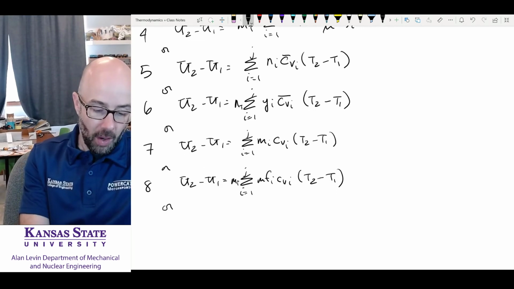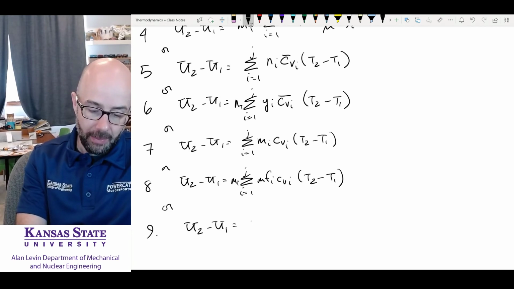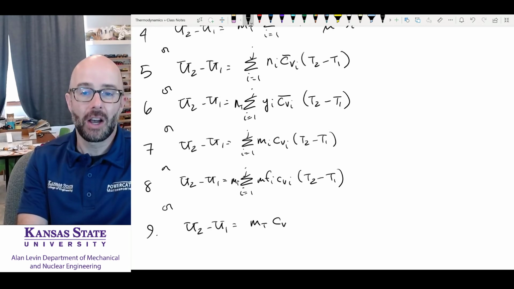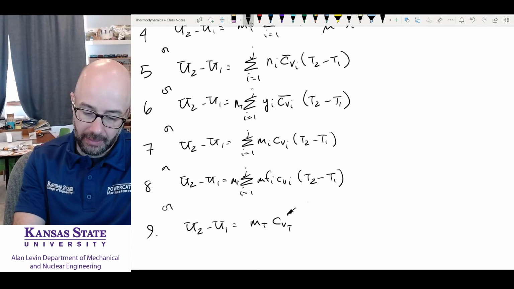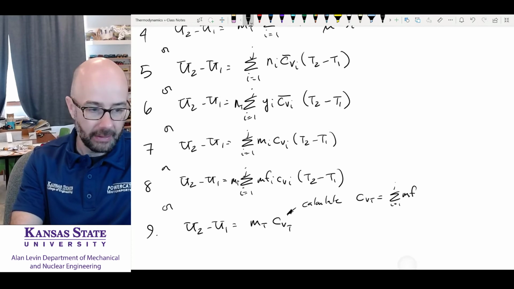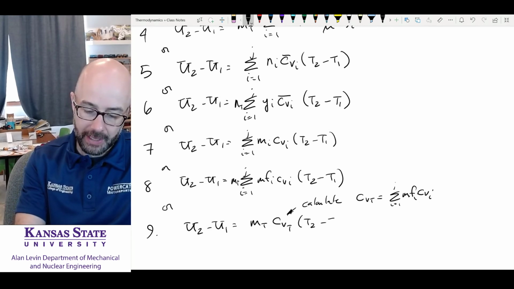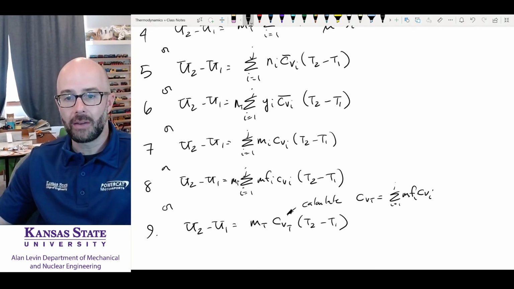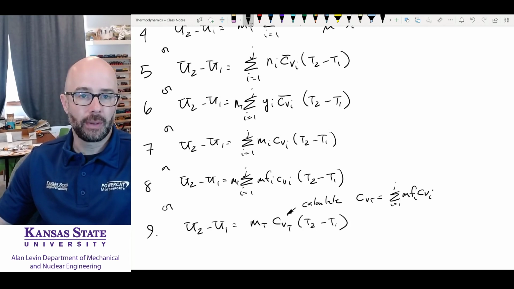Or we could do way 9. We could say U2 minus U1 is equal to the mass total times the specific heat at constant volume total, which we would have to calculate by taking C sub V total equal to the summation from i equals 1 to J of the mass fraction times the C sub V of each component, times T2 minus T1. Okay, we could calculate that, and because the temperature of the mixture is going to be the same at 2 and 1 for each component, it doesn't really matter. We could do it that way.